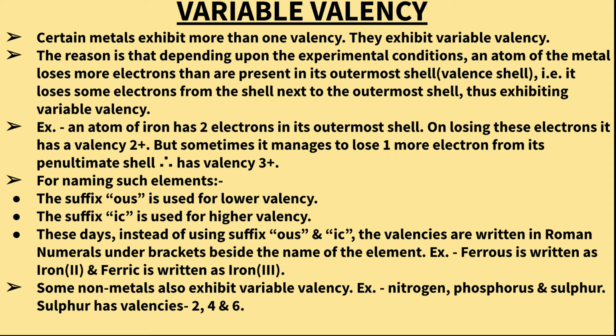For example, iron, when it is at lower valency, is known as ferrous, that is, the OUS suffix is added. And if it is in the higher valency, it has the suffix IC, so it becomes ferric. But nowadays, ferrous is written as iron(II), Roman numeral 2 in the bracket, and ferric is named as iron(III), Roman numeral 3 in the bracket. Now some non-metals also exhibit variable valency. For example, nitrogen, phosphorus and sulfur all exhibit variable valencies. Sulfur has 3 valencies: 2, 4 and 6.